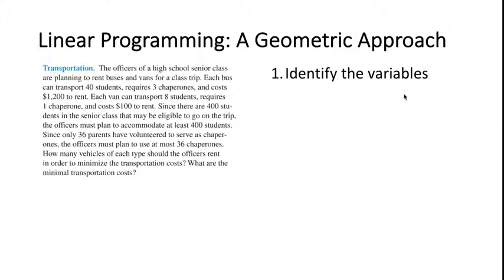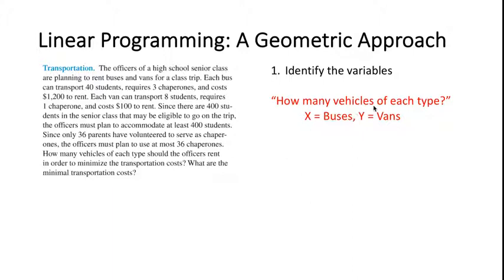So remember, the first thing we need to do is identify the variables. The best way to find that information is to read all the way at the bottom of the question. What is the question asking you for? The question asks, how many vehicles of each type should the officers rent in order to minimize the transportation cost? This right here, how many vehicles of each type, that's your clue. So it indicates that our variables are going to be the vehicles. So we'll use X for buses and Y for vans.